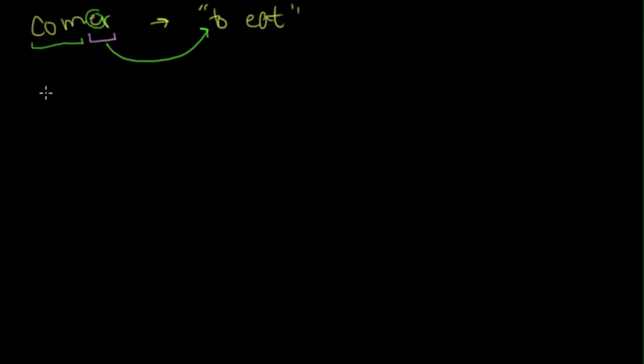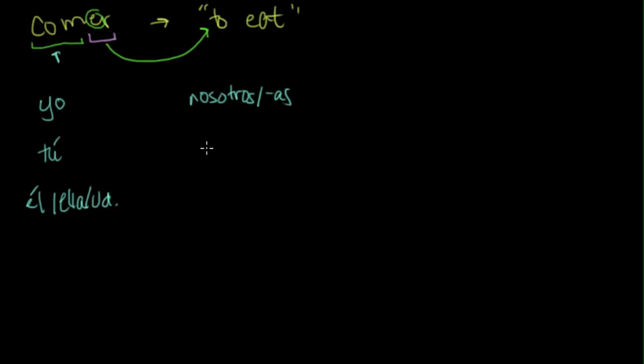So the process for conjugating ER verbs is identical to that for conjugating AR verbs. The only difference is the conjugation endings, which you will affix to the stem. So let's go through those now. Again, we pair them with subject pronouns. So yo, tú, él, ella, usted, nosotros, nosotras, vosotros, vosotras, and ellos, ellas, ustedes.